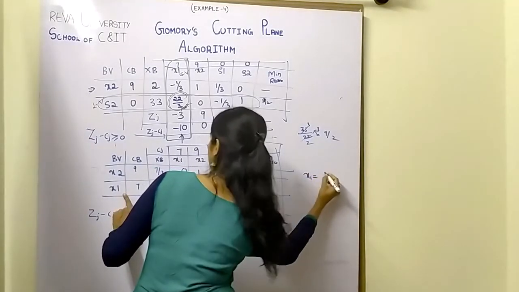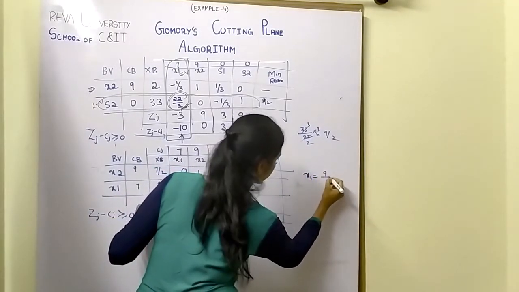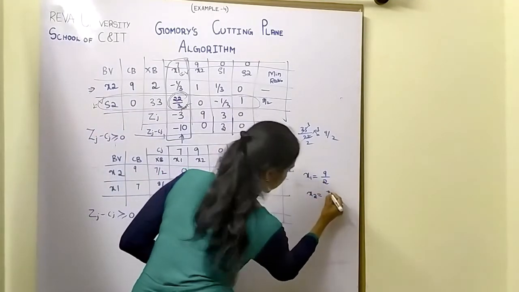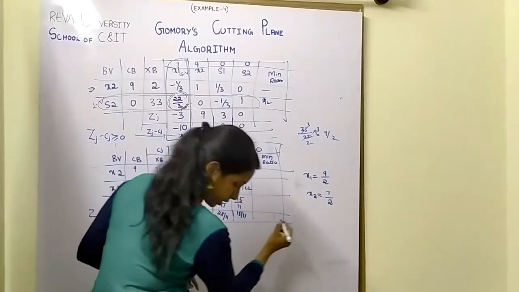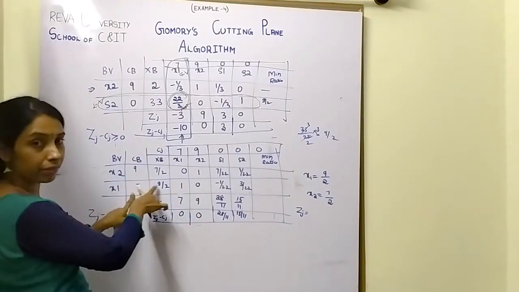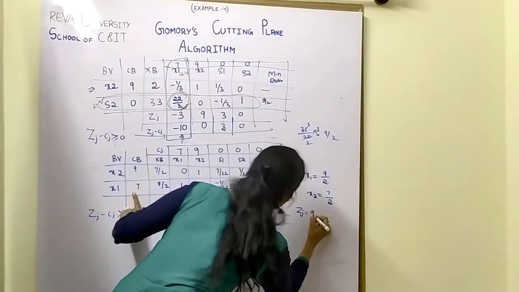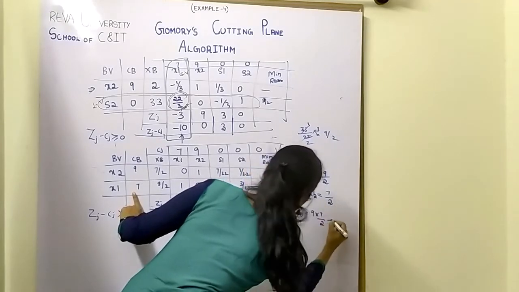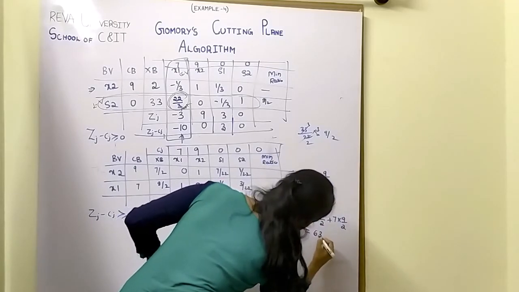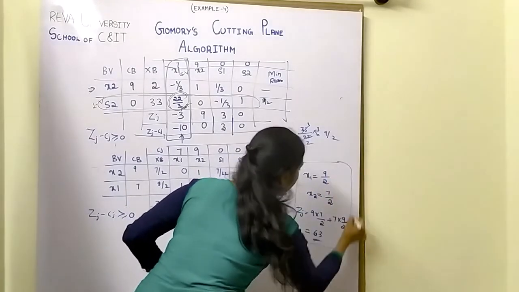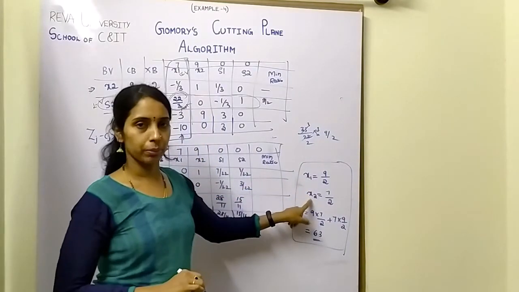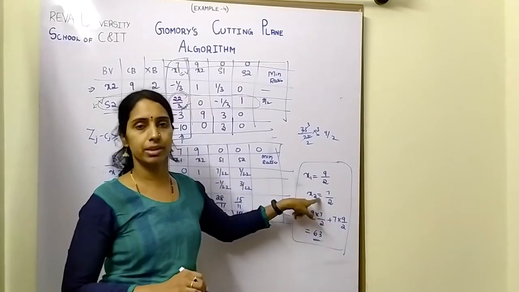X1 is equal to 9 by 2. X2 is equal to 7 by 2. ZJ is equal to 9 into 7 by 2 plus 7 into 9 by 2. So, 9 into 7 by 2 plus 7 into 9 by 2, you will get here 63. These are the values. Now what is the problem here? We need x1 and x2 to be integers. Both are not integers. It is a fraction.